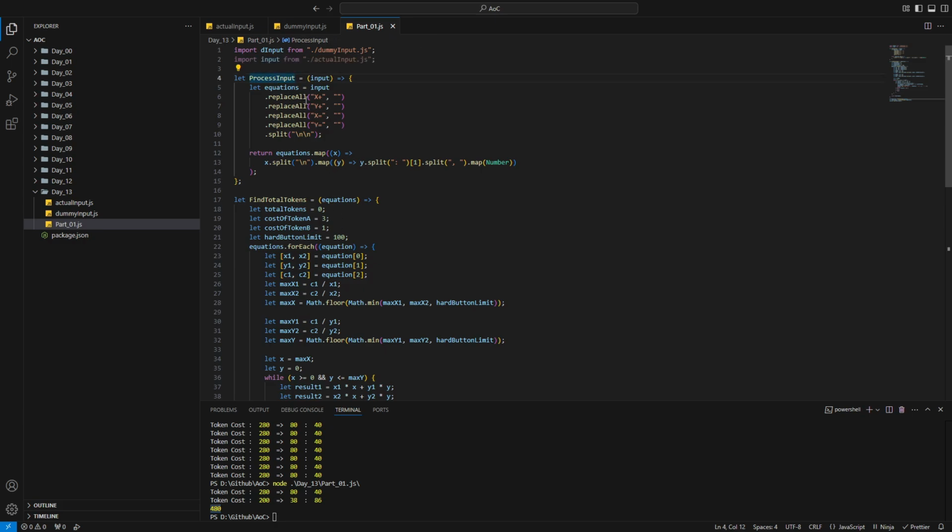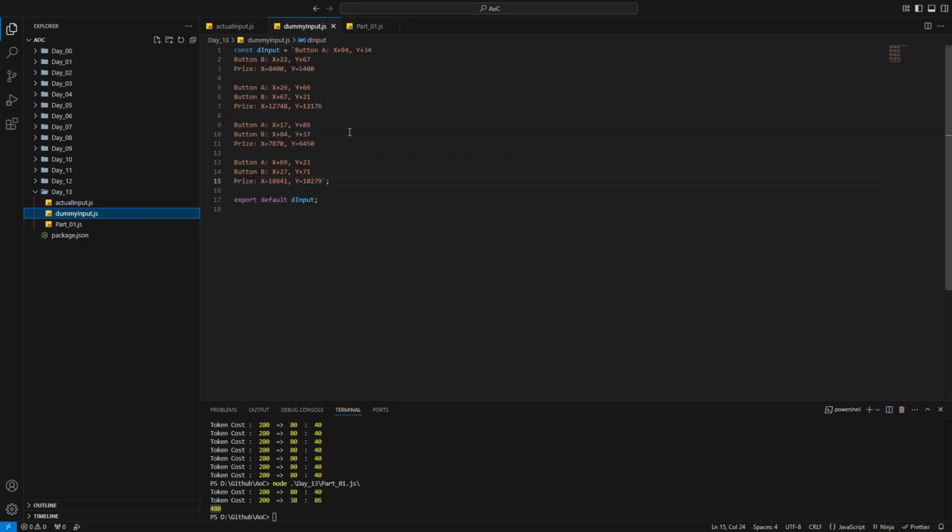We're first processing the input. This is a little more involved as compared to all of ours so far. What we're doing is cleaning up the string, so when we get this kind of input, let's just consider this part. We're removing all these extra characters which we don't want: x plus, y plus, x equal to, y equal to. Then we are removing this part.